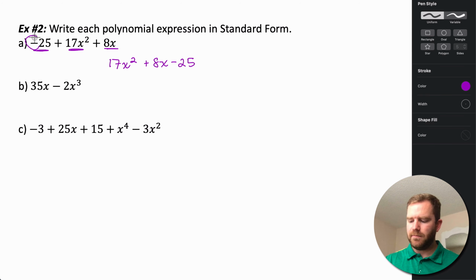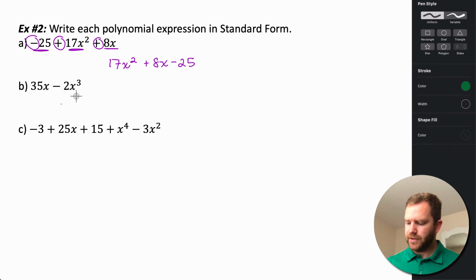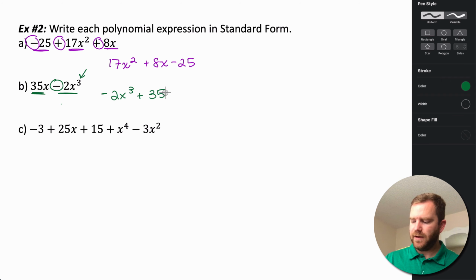Now, when you're doing these, you need to be careful that you're paying attention to the signs in front of your terms, because those dictate the sign of your actual term itself. So in this case, we have just two terms, so this is a binomial. We have this cubic and then this linear term here. Since this is a third degree, that's going to be first. And we see that it has the negative here. So it's going to be negative 2x to the third and then plus 35x. Even though there's not a sign in front here, if it's positive, it would be plus 35x.